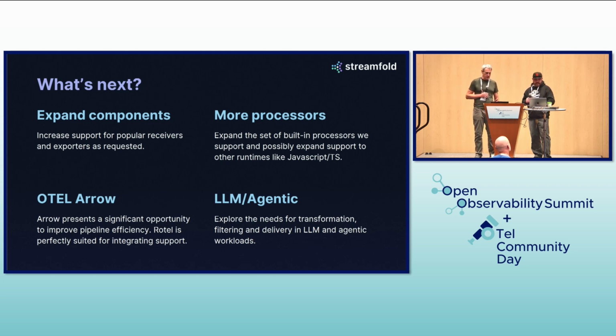We've been watching the Otel Arrow effort, and I think Arrow as a format presents a lot of significant opportunities for improving pipeline efficiency. It's very well designed for telemetry data, OpenTelemetry data specifically. So watching that effort, the nice thing is a lot of the Arrow-based libraries are Rust already. So incorporating that into Rotel would be pretty easy to do. So we're taking a look at that and where it would fit into the pipeline process.